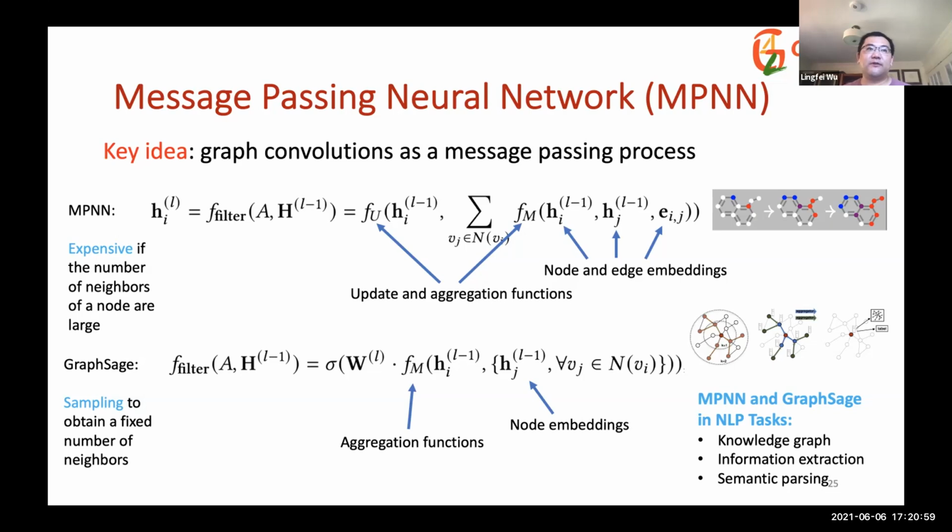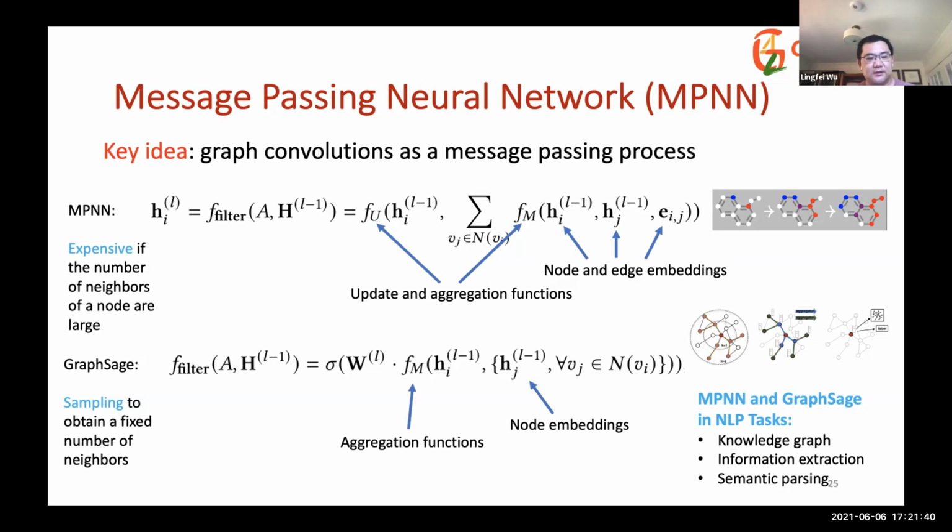It can be used to unify many different graph neural variants. However, as you can see, it could be very expensive if the number of neighbors of a node is large. In order to address this significant computation bottleneck, people later proposed GraphSAGE. GraphSAGE performs sampling to obtain a fixed number of neighbors, so that we only need to aggregate a certain number of neighbors to generate a message, and then fuse it with the previous iteration of the node embedding.